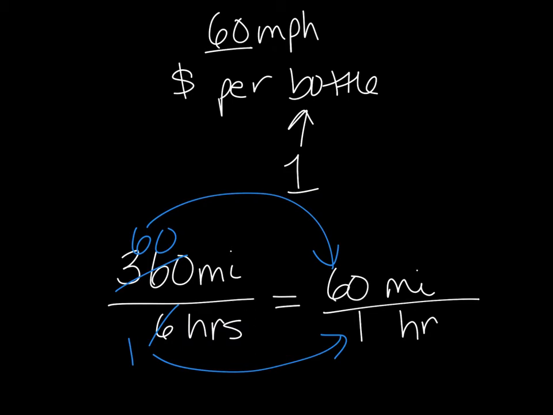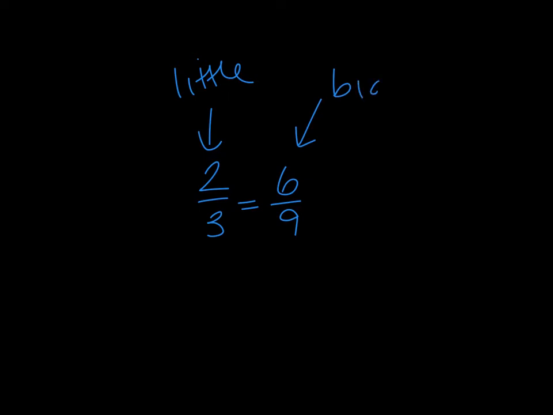A lot of times you have two rates set equal to each other, and we call that a proportion. Okay, so if you see like 2/3 equals 6/9, we call that a proportion. And usually we set a proportion when we have a little situation and a big situation, and we have a rate for each of those, and we set up a proportion there.